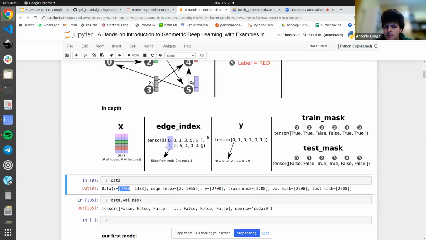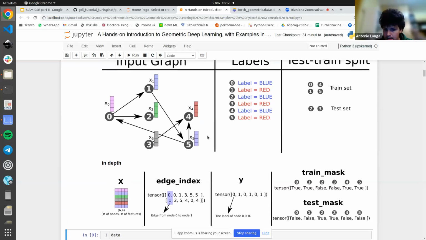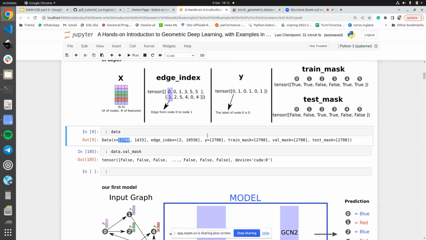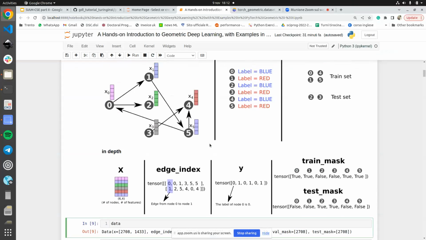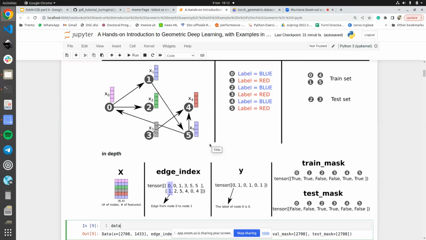Okay, I hope this little example is clear. Sorry, I have a question. Sure. When you say train mask, does it mean that when you're training, you only take information from those nodes and not the others? Exactly. In particular, when you are computing the loss, you are propagating the information even through test nodes, but the loss is computed only on training nodes. So it's an independent function of the test node. Exactly. Yeah. Right, okay.